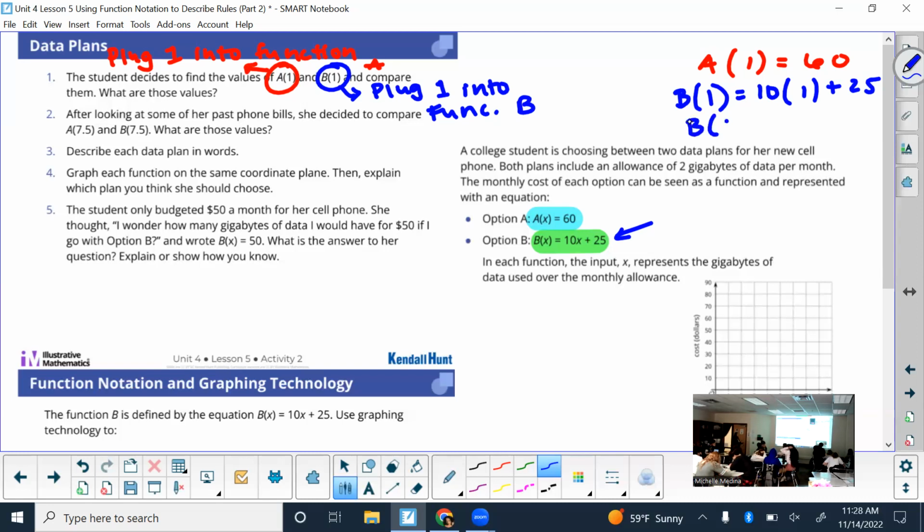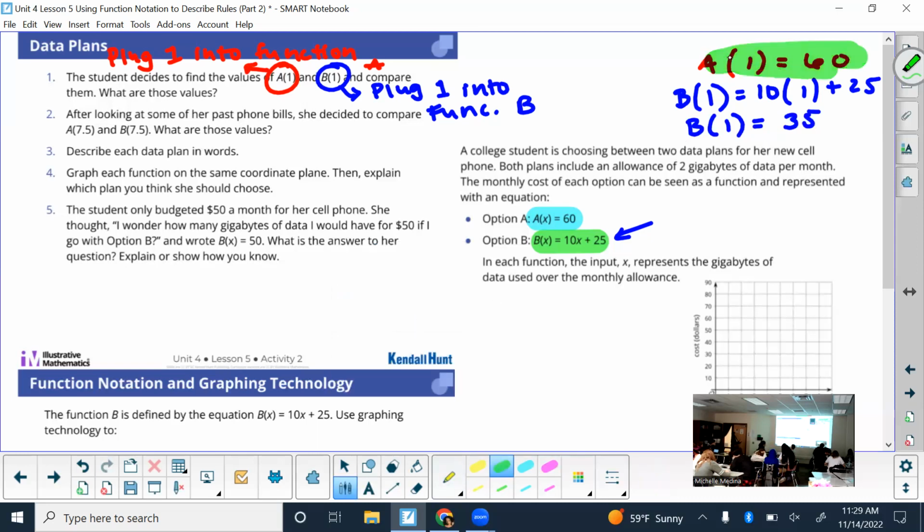Can I simplify the right side? Yeah, 90% of the time, you do have to simplify the right side, but it's usually something super easy like this that you can put it all in the calculator at once. Or just know your order of operations. What's 10 times 1? And then plus 25? That's that easy. And then compare the values.